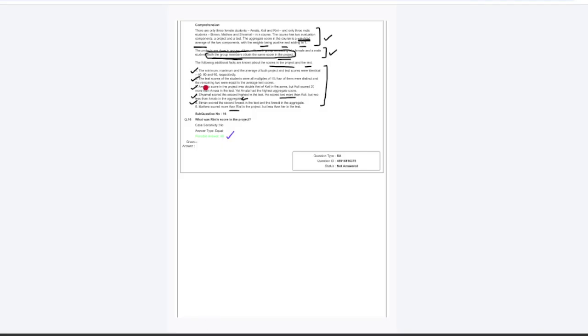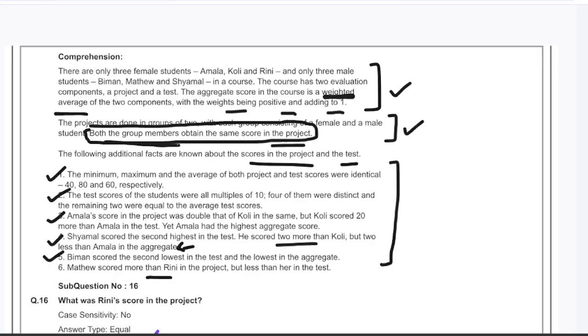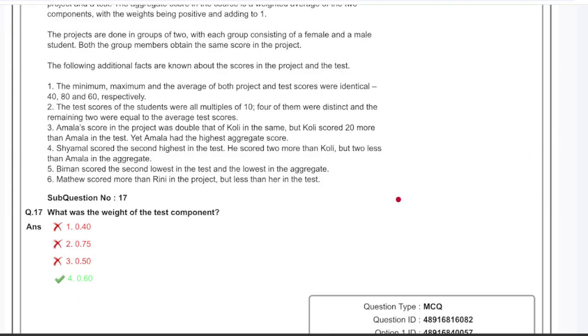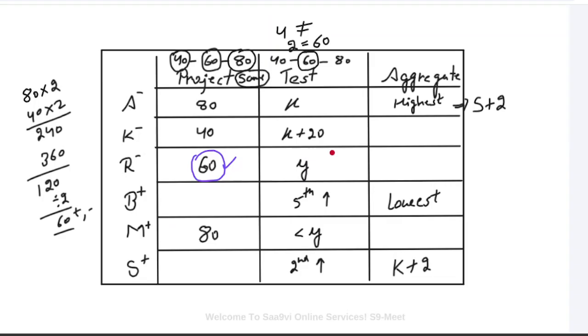Look at the second question now. The second question says, what was the weight of the test component? Now, weightage of test component, that means we need to solve this further. Now let's start solving it. If we start solving it ahead, we have to now find out the exact scores. Then only we can find out the weightage here. So let's try to solve this.